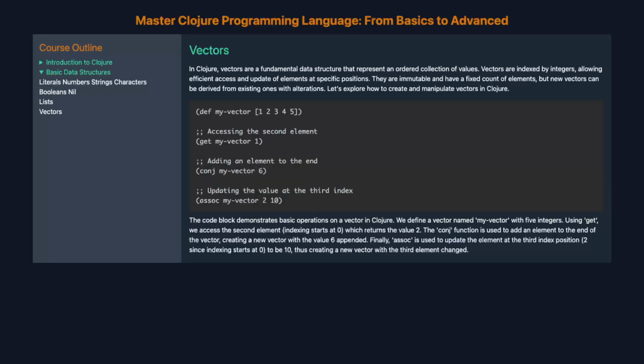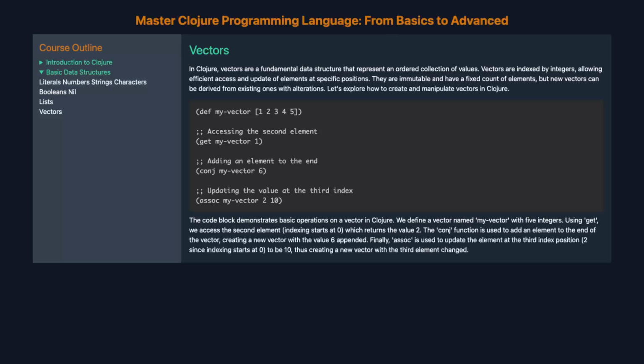Vectors. In Clojure, vectors are a fundamental data structure that represent an ordered collection of values. Vectors are indexed by integers, allowing efficient access and update of elements at specific positions. They are immutable and have a fixed count of elements, but new vectors can be derived from existing ones with alterations. Let's explore how to create and manipulate vectors in Clojure.